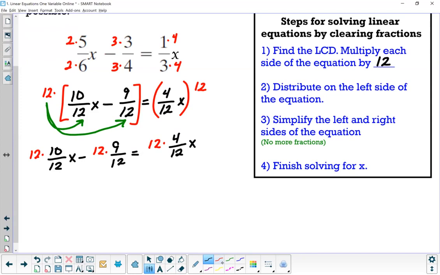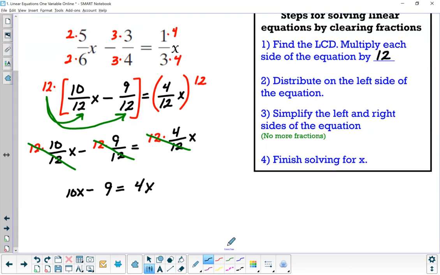4/12x. Okay, now when we simplify this, the first fraction, 12 times 10/12, the 12's reduce, and I'm left with 10x minus the second fraction, 12 times the 9/12, the 12's again reduce. And that leaves me with 9 equal to, and then 12 times 4/12x, the 12's reduce. So that leaves me with equal to 4x. Hence, no more fractions.